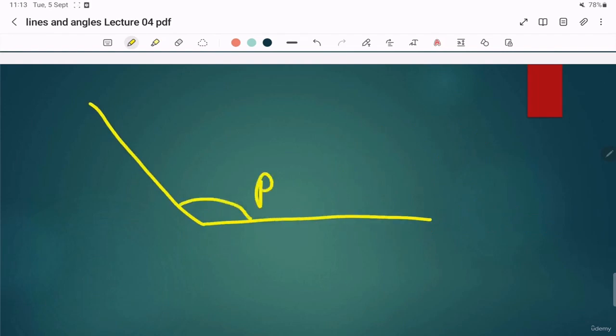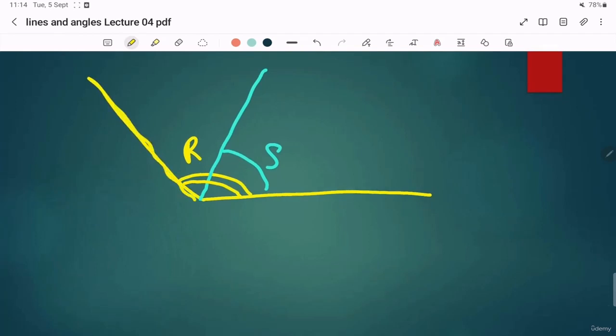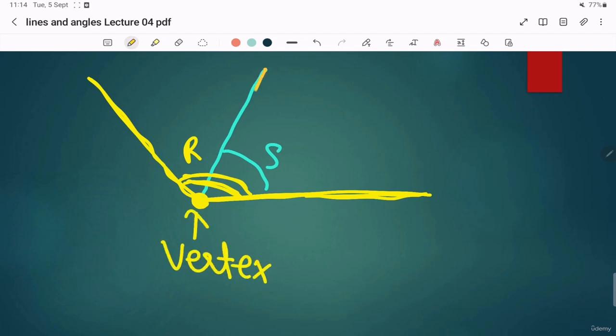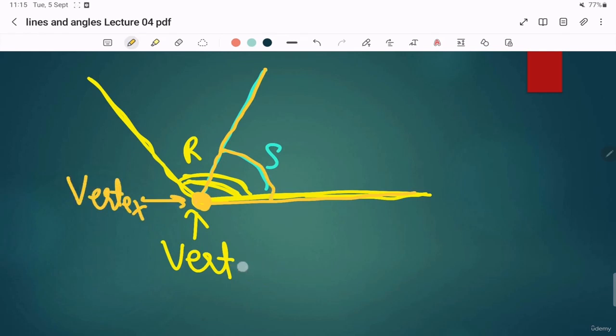Now let's say we have angles like this. This is angle R and this is angle S. This complete angle is angle R and this is angle S. Now check whether these are adjacent angles or not. As you can see, this line and this line make angle R, and these lines are meeting at this point. So this is the vertex of angle R, and angle S is formed by these two lines, and these are meeting at this point. This is angle S. So this point is also a vertex of angle S. So angle S and angle R have a common vertex.